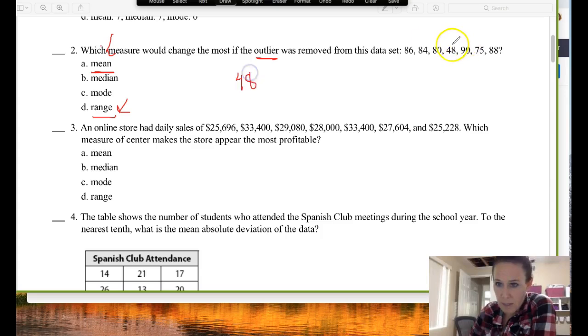48 looks like my least number, and then I like to cross it out after I've used it. Then 75. Then it looks like 84. Then 86. Oops, I forgot the 80. Let's squeeze the 80 in there. 80, 84, 86, then 88, then 90.